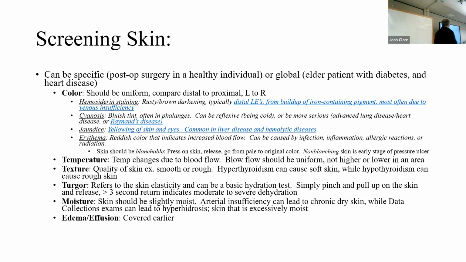We have a couple of conditions that we will look at. Hemosiderin staining is one of them. Hemosiderin staining is just a darkening, a kind of brownish, rusty looking darkening of the skin. That's from just blood pooling, and the iron-containing pigment in the blood is just staining the skin. That's all that is. Most often due to venous insufficiency.